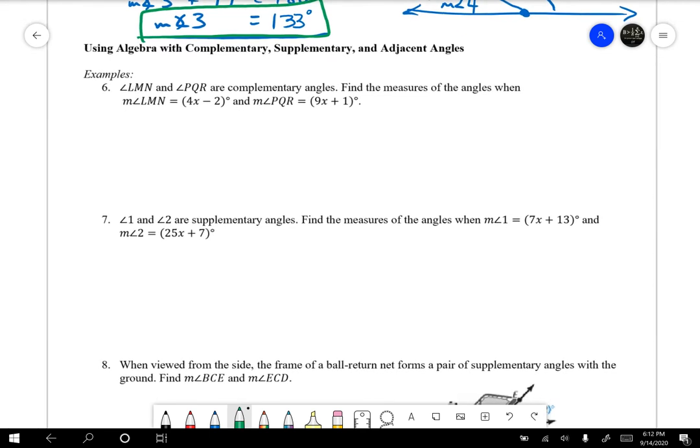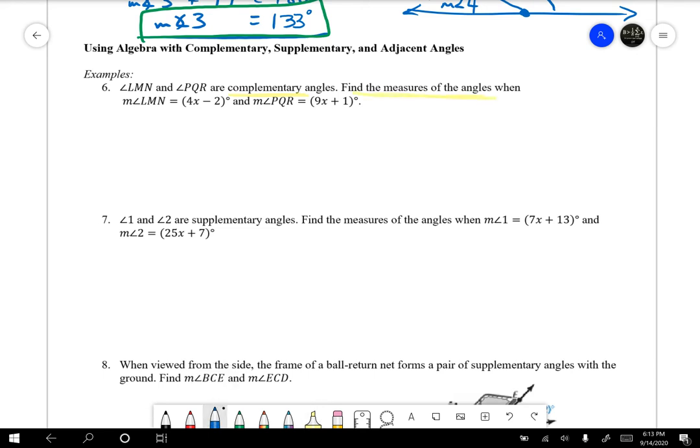Now, we're going to use these 3 words, complementary, supplementary, and adjacent, to, again, not draw a picture. We don't have to draw a picture on these. Use the definition to write an equation. So, LMN and PQR are complementary. Okay, remember that means they add up to 90 degrees. Find the measures of the angles.